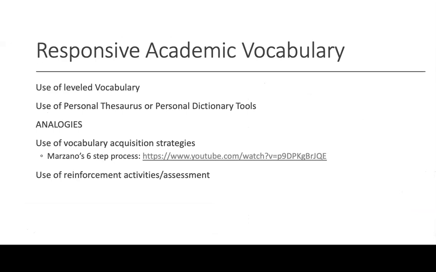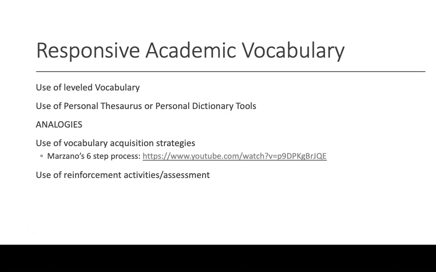The next one is responsive academic vocabulary. Here, I want you to consider when you're assigning reading either from the textbook or from various novels or even giving instructions, are you using leveled vocabulary? And what that means is, will your students actually understand what they're learning?